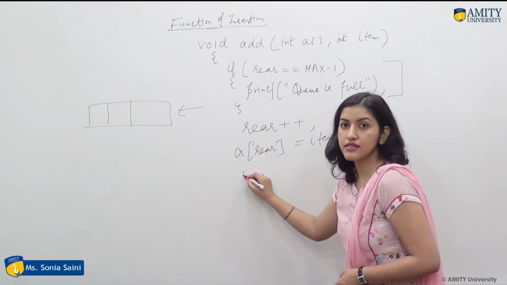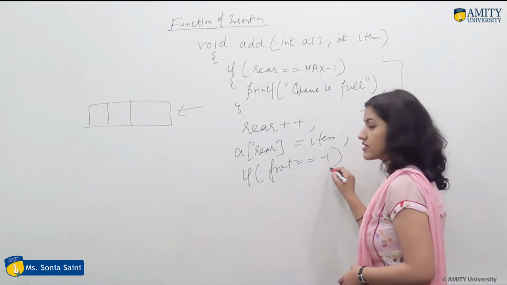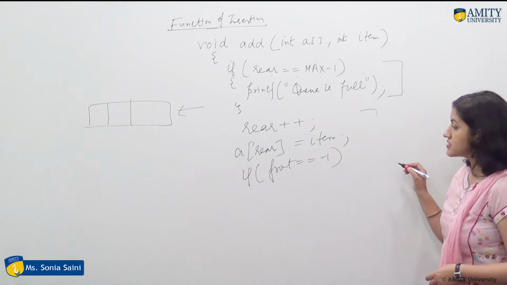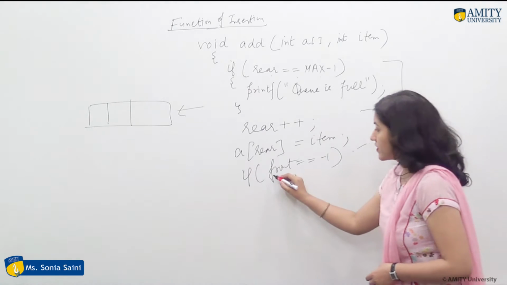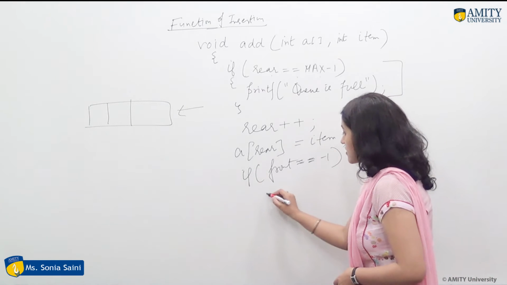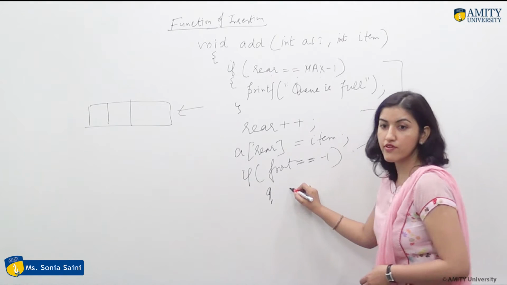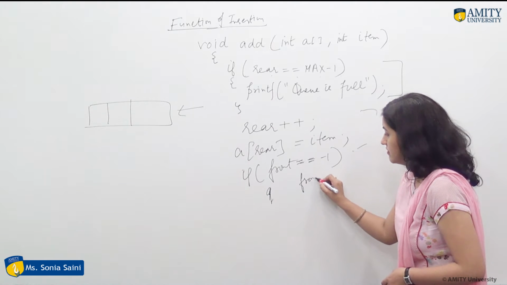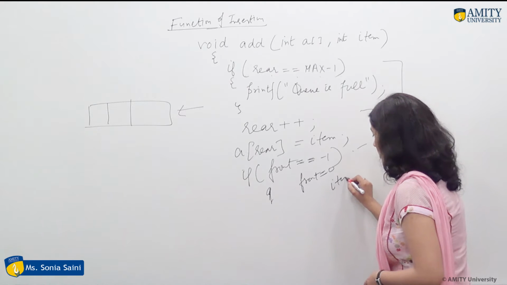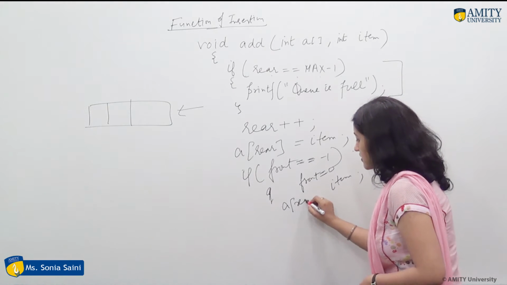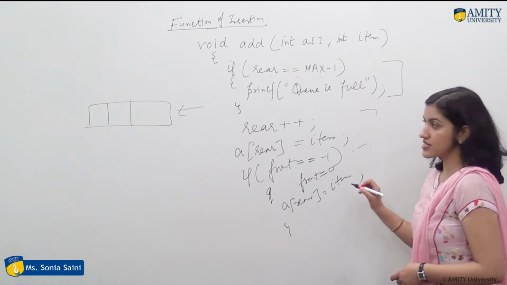And the third one is if front is equal to minus 1. Front is equal to minus 1 means the queue is empty. And we want to add an element in the queue. Then what will we do? We will set front is equal to 0. Then add the item at the rear of the queue. Now these are the cases of insertion.